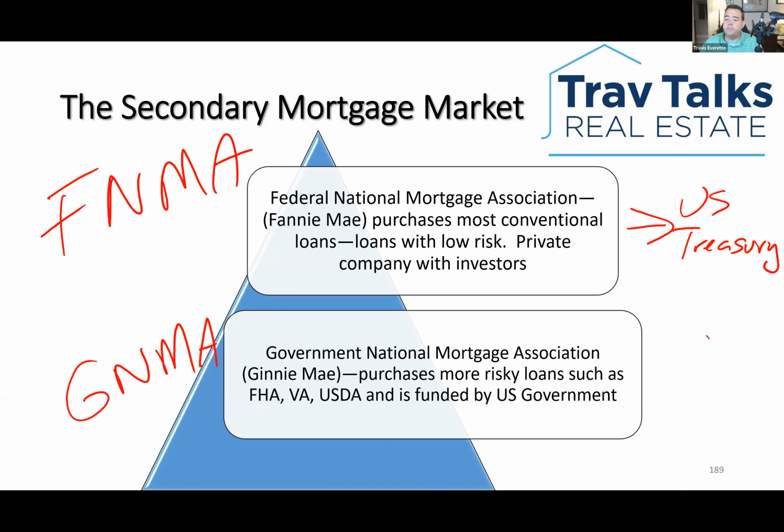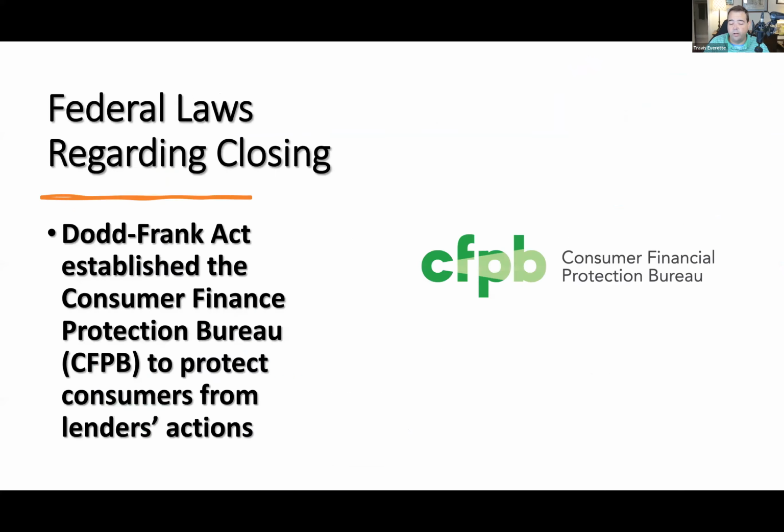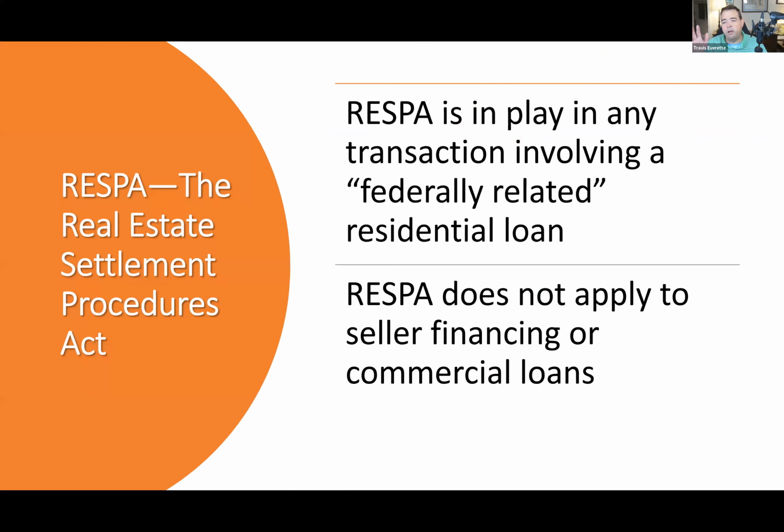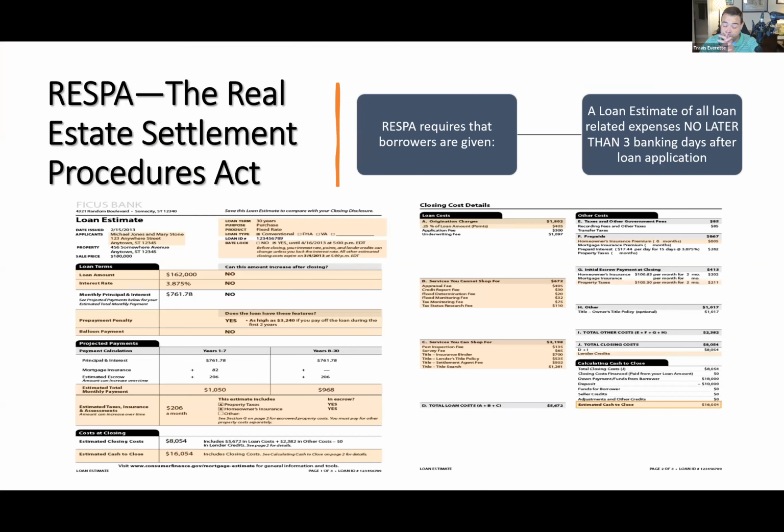Right. So any loan that's being sold to Fannie Mae or Freddie Mac or Ginnie Mae or any of those is a federally related loan. For your purposes, you don't have to worry about the federally related part. Because Fannie Mae and Ginnie Mae buy most of them, if there's a loan involved, RESPA is going to be involved. It's just a loan. Okay. Now, one of the first requirements of RESPA, because remember, it's all about transparency, is that a borrower must receive something called a loan estimate when they apply for their loan.